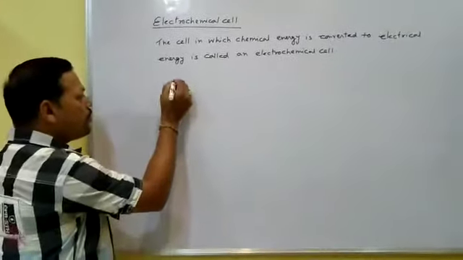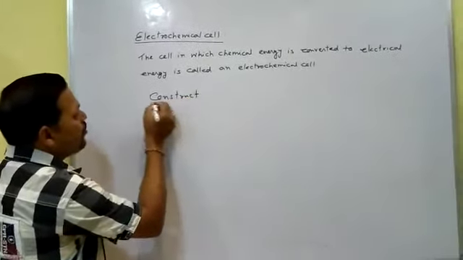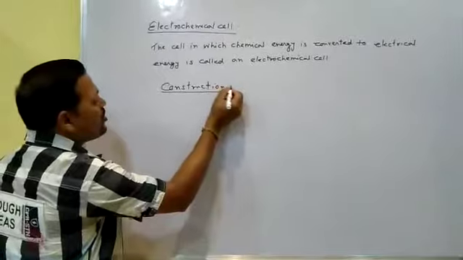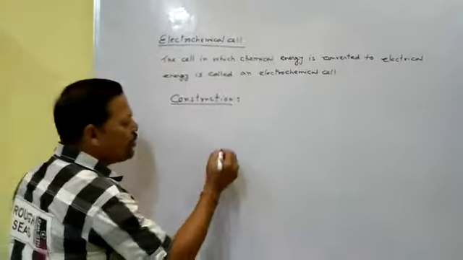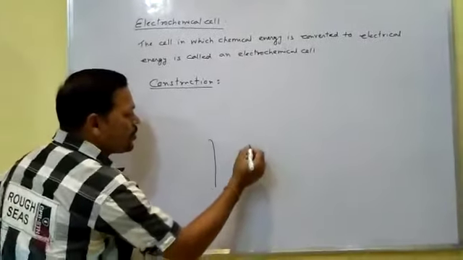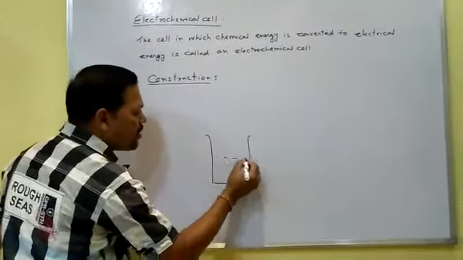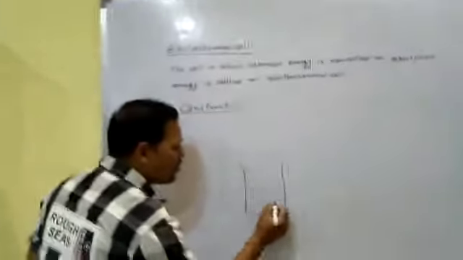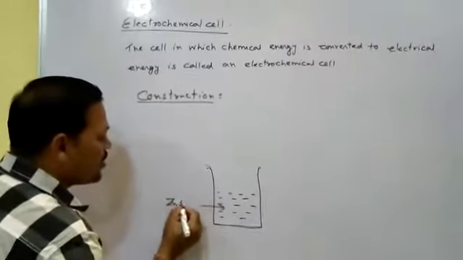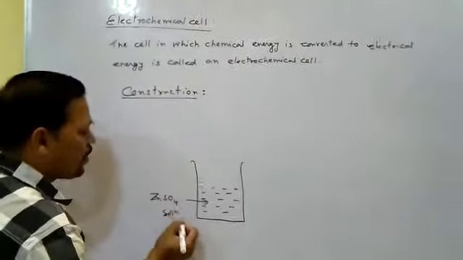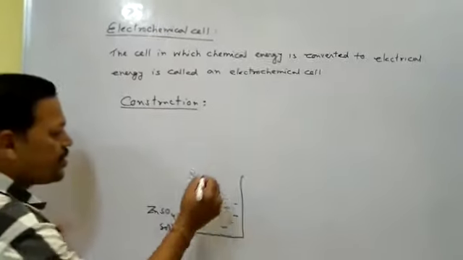Now if you want to construct an electrochemical cell, how do you construct it? You can construct it in the lab also. Suppose this is a container, and the container contains an electrolytic solution. Suppose this solution is zinc sulfate solution. I mean the solution contains Zn2+ and sulfate ions.